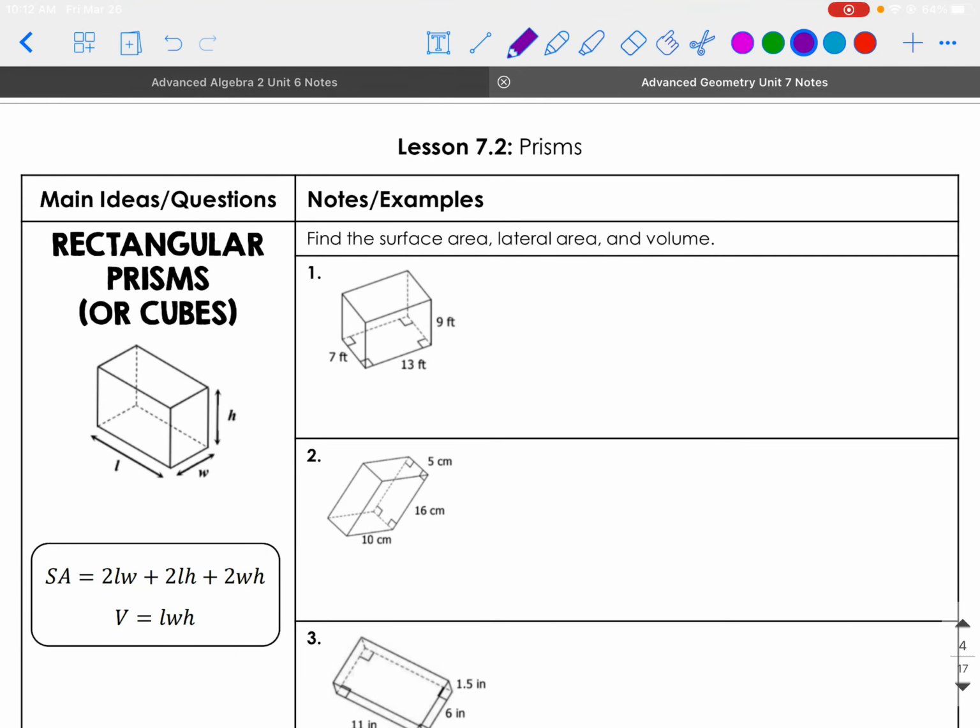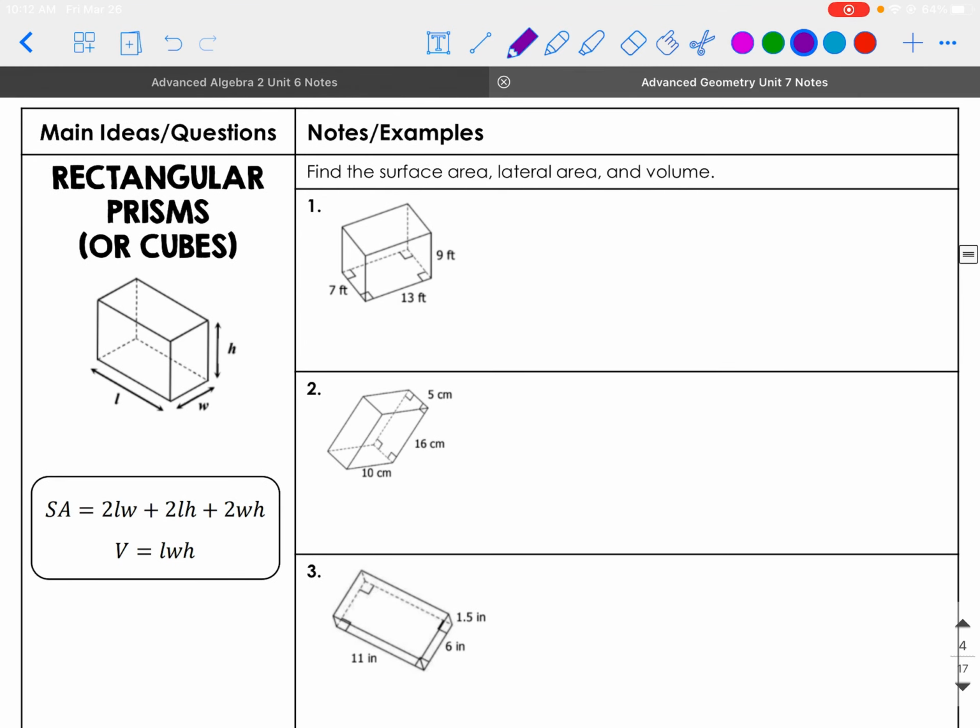Hey guys, in this video we're going to be doing lesson 7.2, which is all about prisms and the surface area and volume of these prisms. This also works for rectangular prisms. The same formulas work for cubes. So surface area and volume, you can see those formulas to the side. L stands for length, W stands for width, H stands for height.